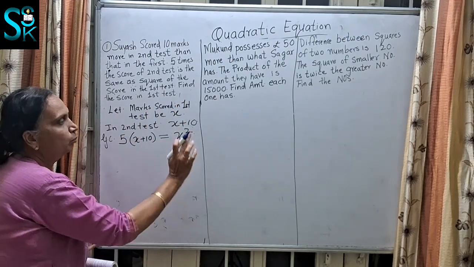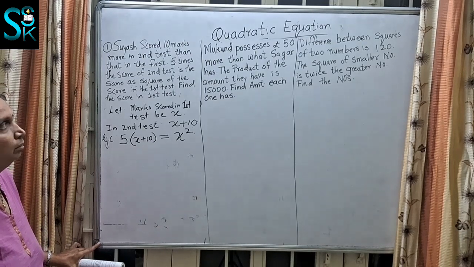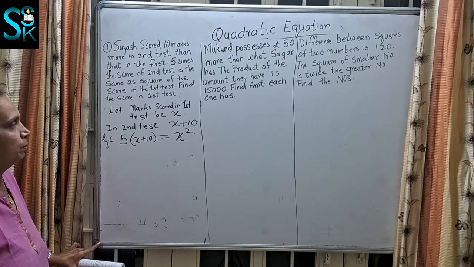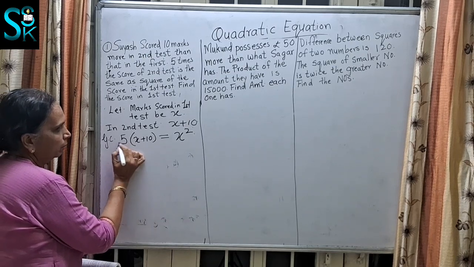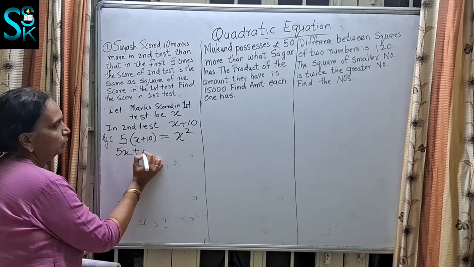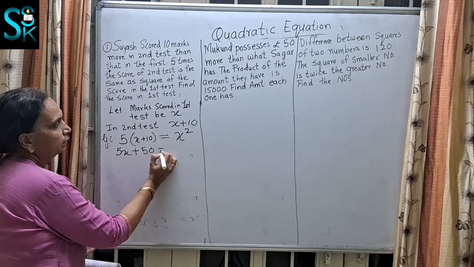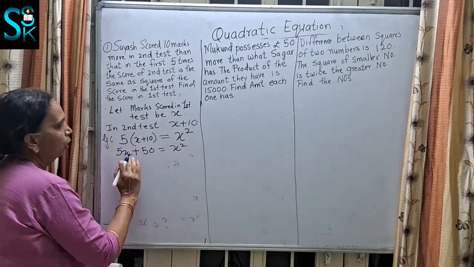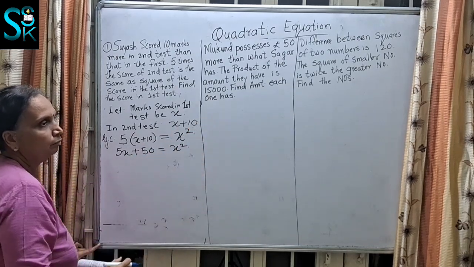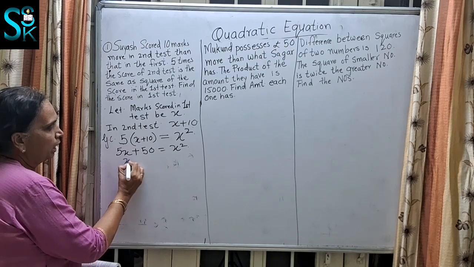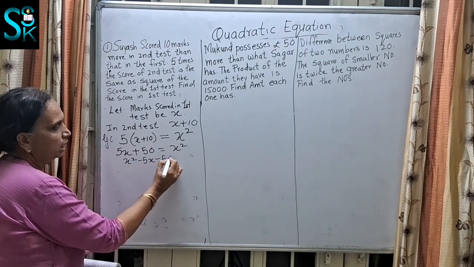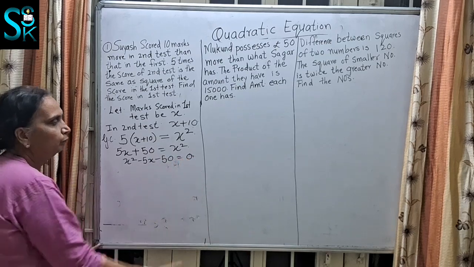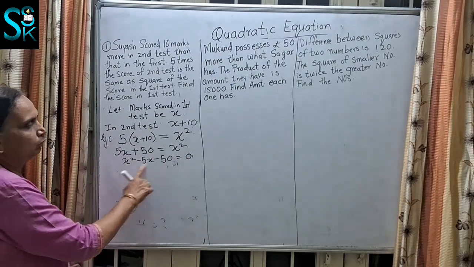So already we have formed the equation after reading the word problem. Now 5 into x is 5x, plus into plus is plus, 5 into 10 is 50, is equal to x square. All this I am shifting so that we get a quadratic equation: x square minus 5x minus 50 is equal to 0.